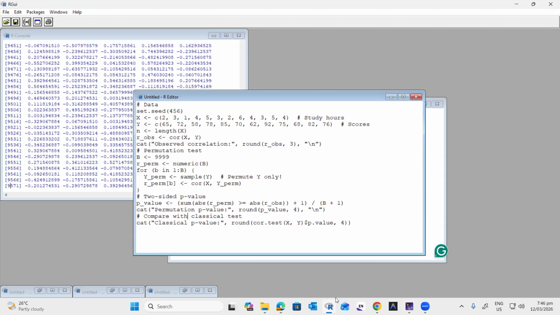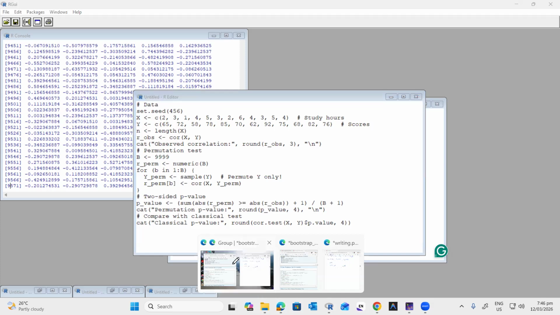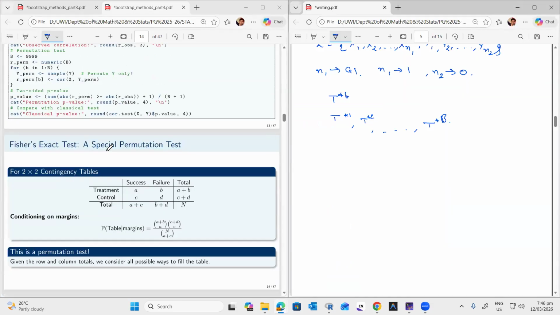Now we will move further to the Fisher exact test. We will discuss that in the next class. We will stop here.